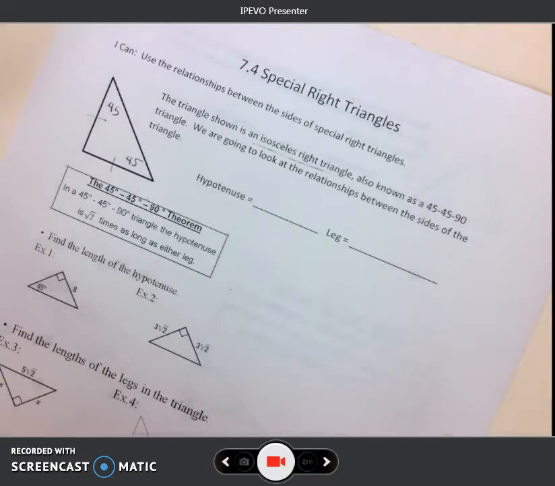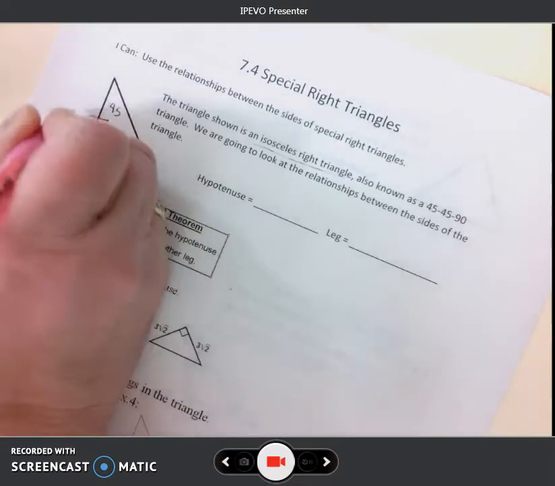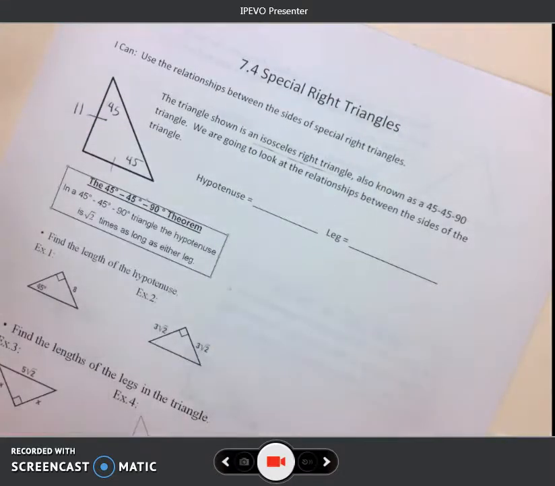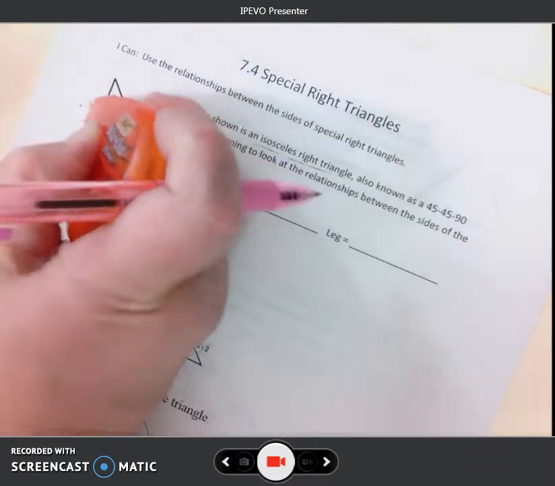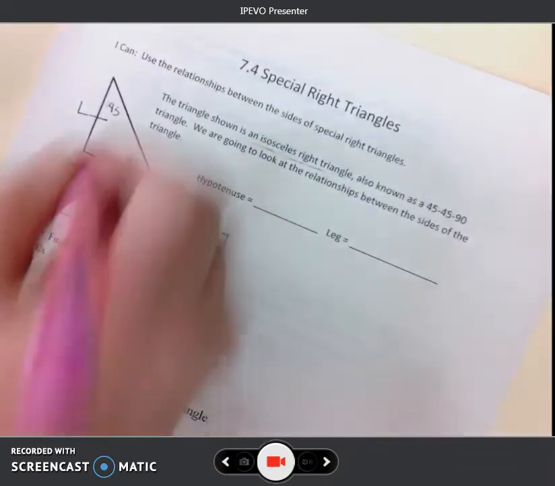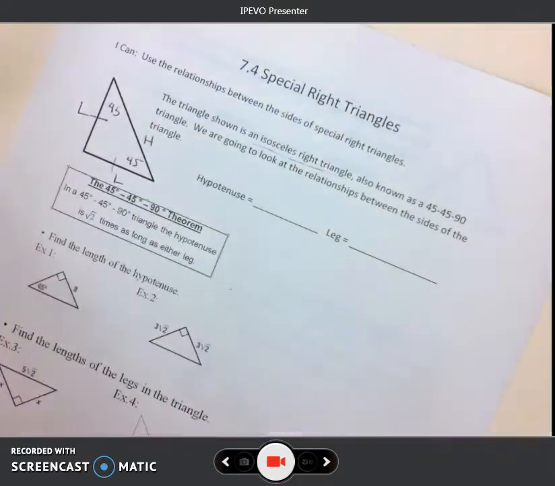Now, the important part with special right triangles is that, unlike the Pythagorean theorem, where I have to know two sides to find the third side, in a special right triangle, if I know one side, I can find the other two. So we're going to take this 45-45-90 and call the two sides that are equal the legs, and then we'll have the hypotenuse here.